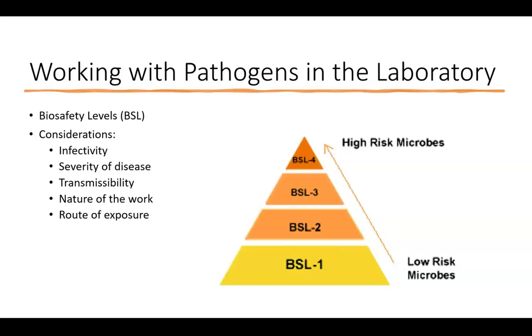Each organism is assigned a biosafety level. The classifications are made considering the ability of the organism to establish an infection, the severity of its associated disease, its transmissibility, and what is being done with the organism and the route of exposure. BSL-1 organisms have the lowest risk of impacting health, while BSL-4 organisms have the highest risk.